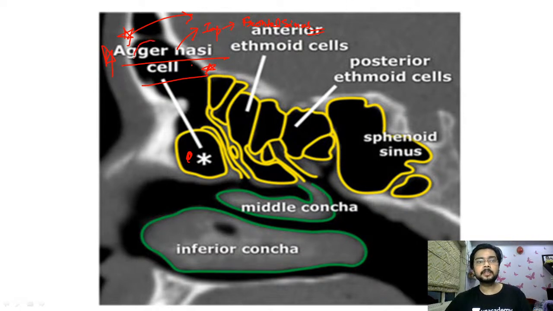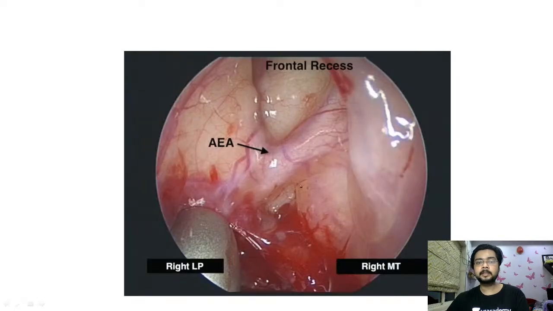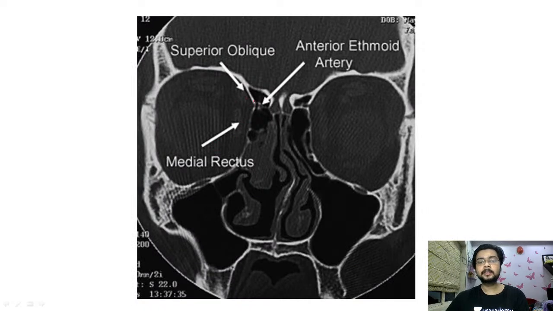So if you see, this is your frontal sinus proper, and this is your pathway. The way is the frontal recess, finally opening into the agger nasi. Here also the anterior most cell is agger nasi. We also talked about anterior ethmoidal cells. The landmark is the Kennedy's nipple, which is present between medial rectus and superior oblique.